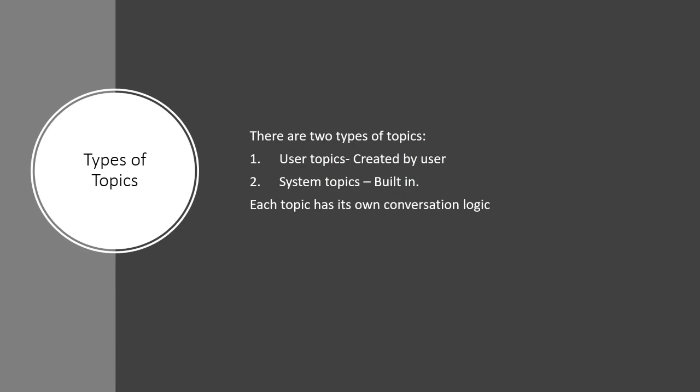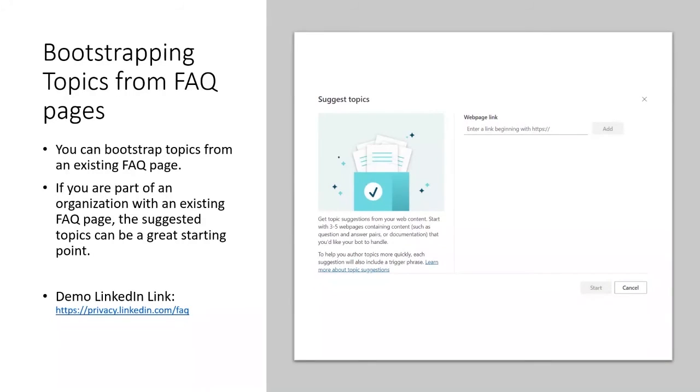And there are two types of topics. You have user topics and you have system topics. As the name suggests, system topics are built in and user topics are the ones that you create as a user. Now, if you are beginning and you are in an organization that already has a website, you probably have an FAQ page. One of the things that you could do is use that FAQ page to give you a head start in terms of the potential topics that you could have.